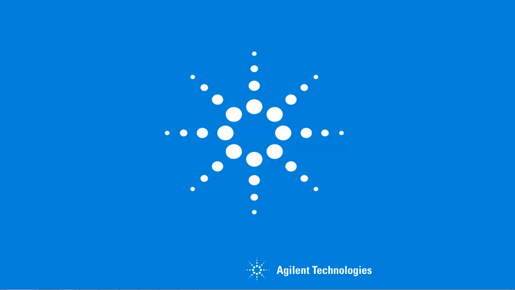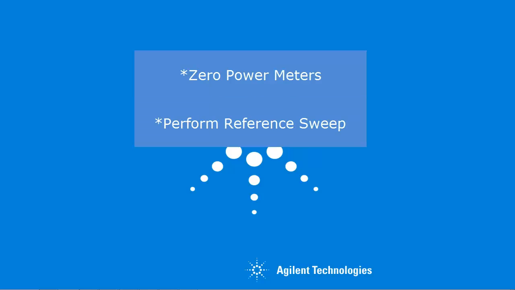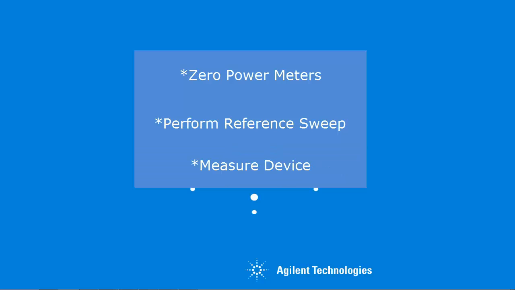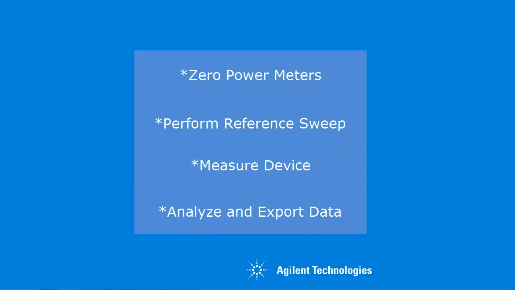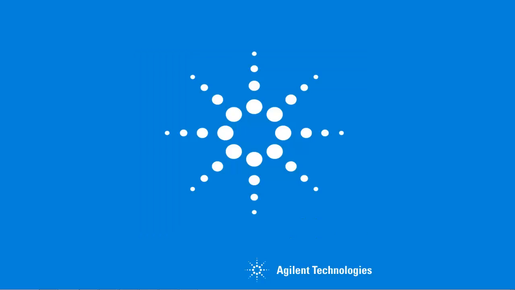This is the second video discussing the Fast Spectral Loss Measurement Engine. During the course of this video, we'll start the software, we'll perform a zero of all the power meter channels, we'll run a reference sweep, and then finally connect up a device and analyze the data using the DWDM analysis.